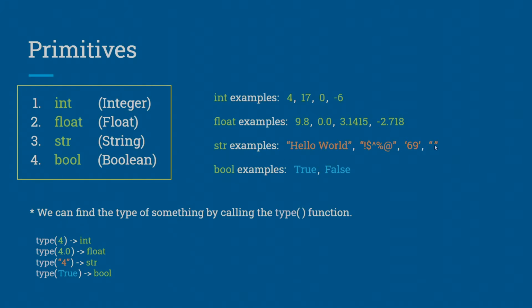Note that you can use either single quotes or double quotes, but the one that you use to open the string has to match the one that you use to close the string. Bool, or booleans, are either true or false. Lastly, you can use the type function to find the type of an object. I won't explain this in depth in this video, but you can experiment with it on your own in the Python console. Okay, now it's time for some practice.